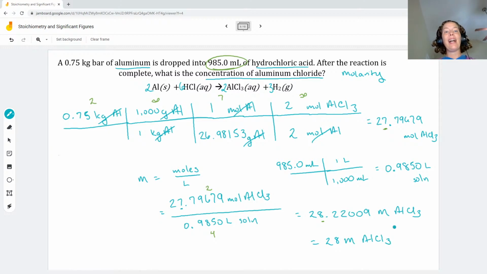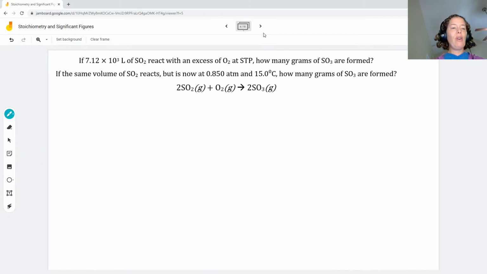So that is a concentration problem. That one had a couple of twists, and it wasn't just one long calculation. We actually did a couple of calculations. Okay, let's make sure there are no questions. All right, and let's move on to the next problem.